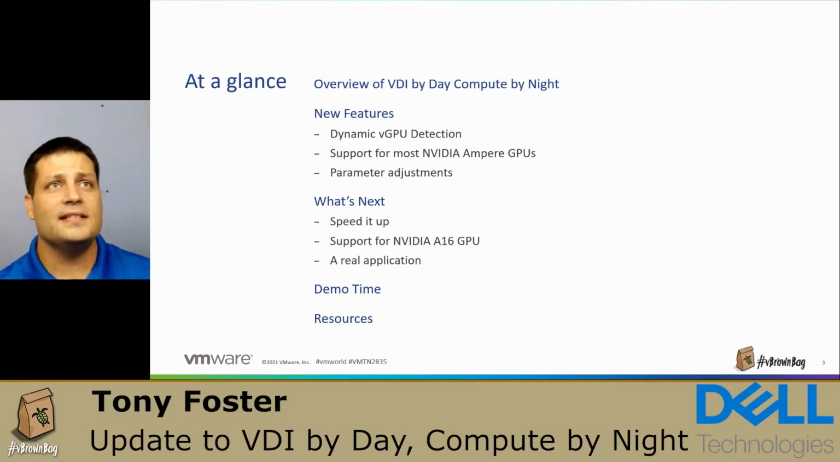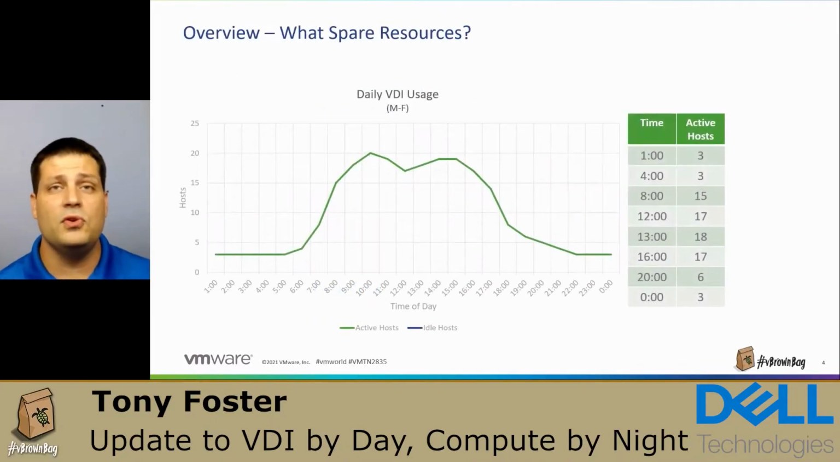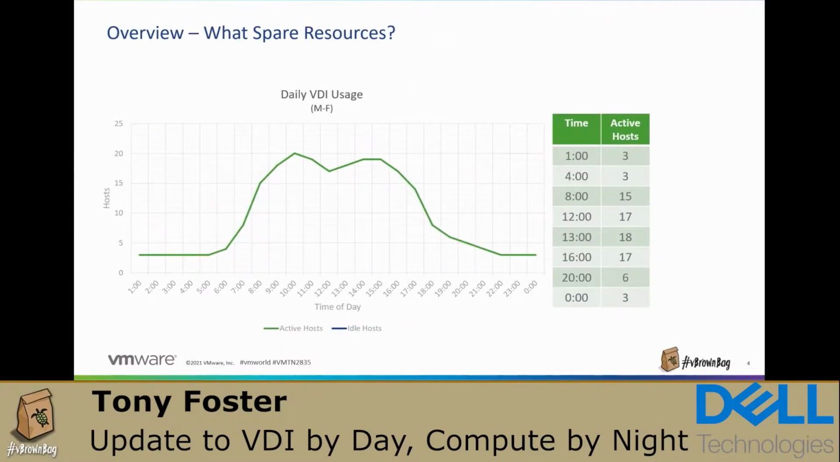So with that, let's go ahead and do an overview for those of you who might not be familiar with the concept of VDI by day and compute by night. In a typical environment, you'll have a graph that looks something like this, where you see at 1 o'clock, 4 o'clock, all the way up until 8 o'clock, you don't have a whole lot of VDI hosts in use. At 8 o'clock, it really starts ramping up.